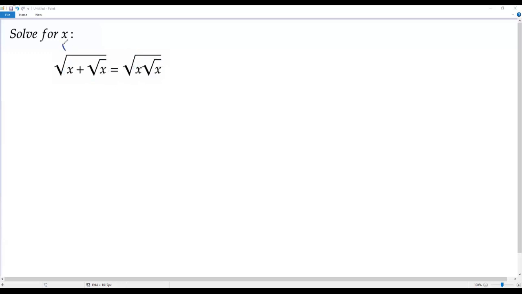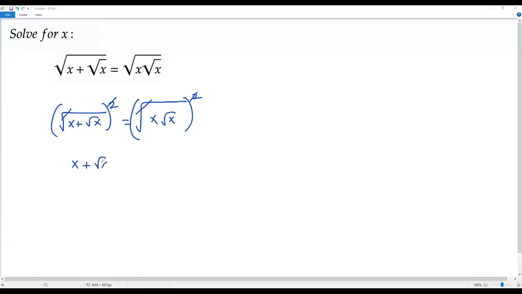So to get rid of the square root on both sides, I need to square both sides of the equation. Let me do it. The square of the square root of (x + square root of x) equals the square of the square root of (x times square root of x). I square both sides, so the square root and square cancel out. On the left side, I'm getting x + square root of x. On the right side, I'm getting x times square root of x.